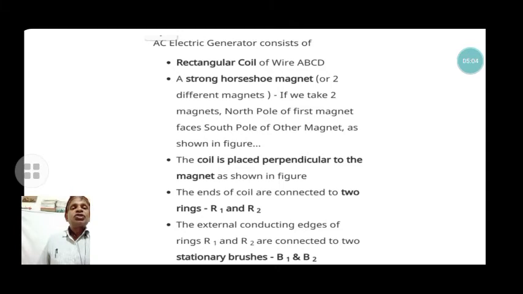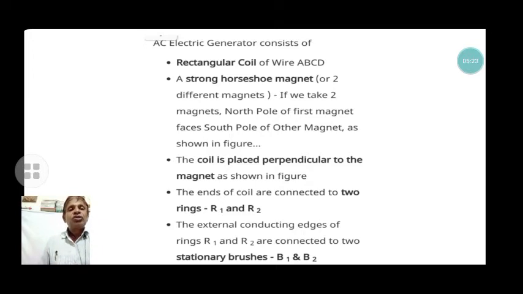Next is a strong horseshoe magnet, or two different magnets, used to produce the magnetic field. You take two magnets, the north pole as the first magnet and the south pole as the other magnet, as shown in the figure. The coil is placed perpendicular to the direction of the magnetic field, as shown in the figure.